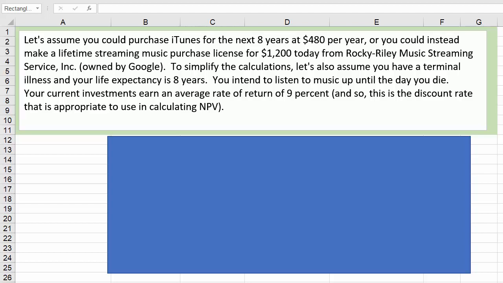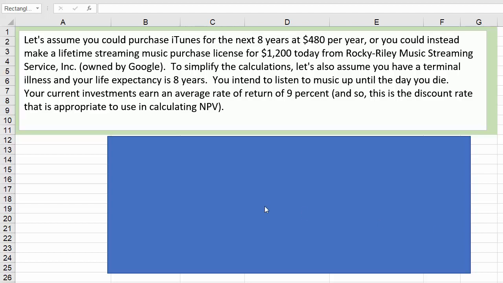Inc. Now, to simplify the calculations, let's also assume you have a terminal illness and your life expectancy is 8 years. You intend to listen to music up until the day you die. Your current investments earn an average rate of return of 9%, and so this would be the appropriate discount rate to use in calculating net present value.